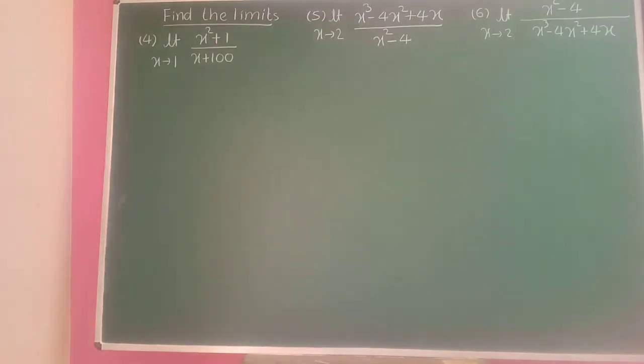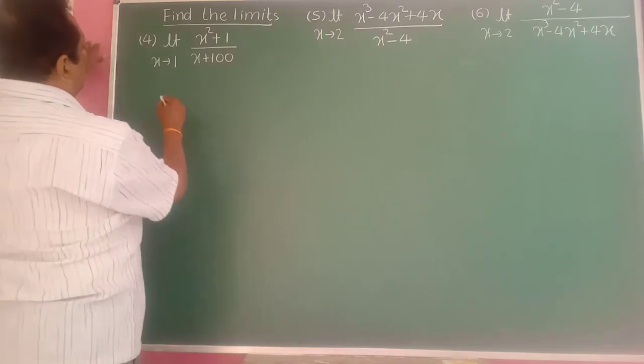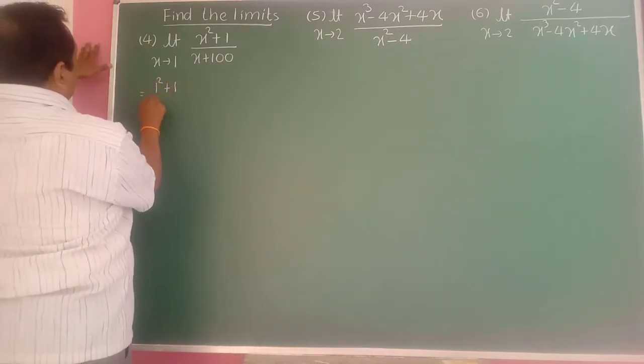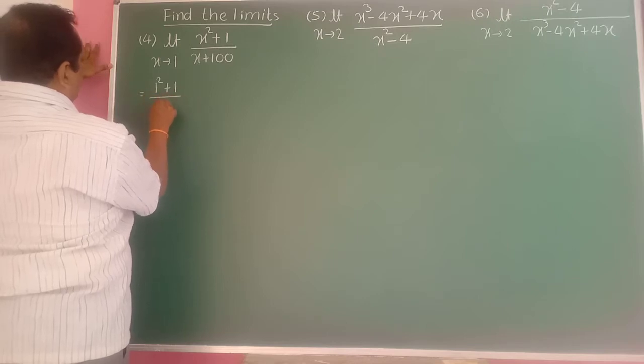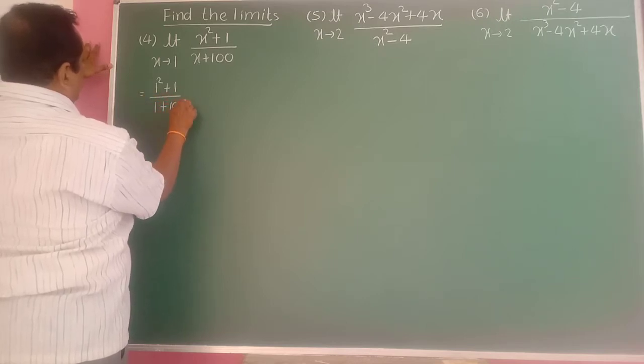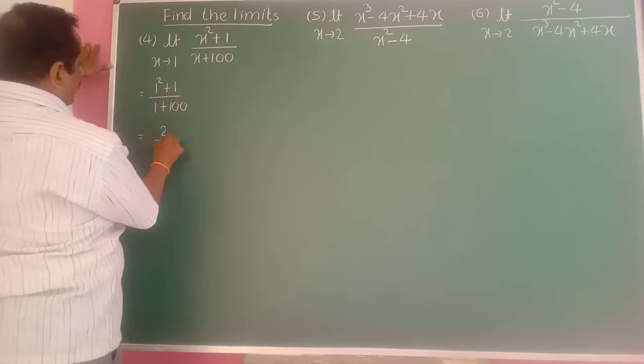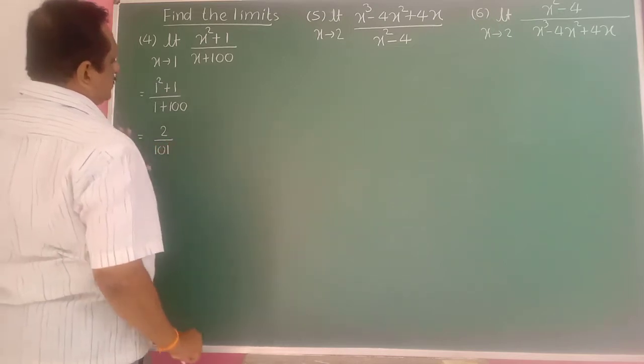Let us find the limits here. In this fourth example, directly substitute x value 1. 1 square plus 1 divided by 1 plus 100. 1 square is 1, 1 plus 1 becomes 2, divided by 100 plus 1. So this is a definite value.